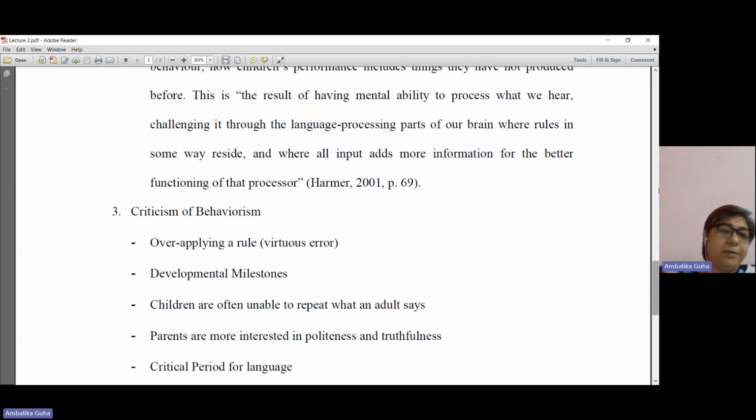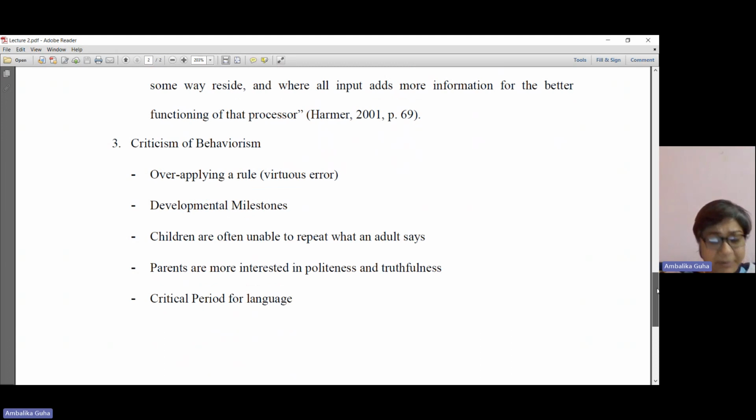Since we are talking about the limitations of behaviorism, a number of linguists, particularly the generativist linguists, have conducted a number of experiments to indicate some of the major limitations of the theory of behaviorism. Like the overapplying of a rule, or the virtuous error. So what happens there? It has been noticed that a child, through multiple stages, tries to acquire the language, or goes through the acquisition process, and keeps on saying something or using some kind of words which might sound ungrammatical to us.